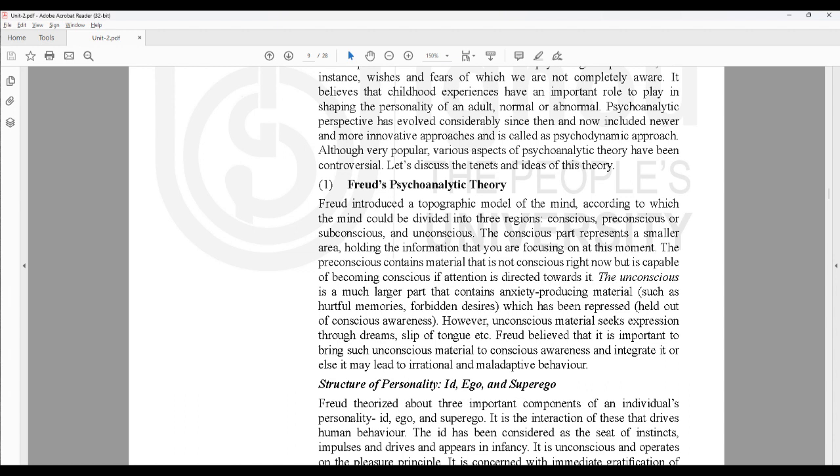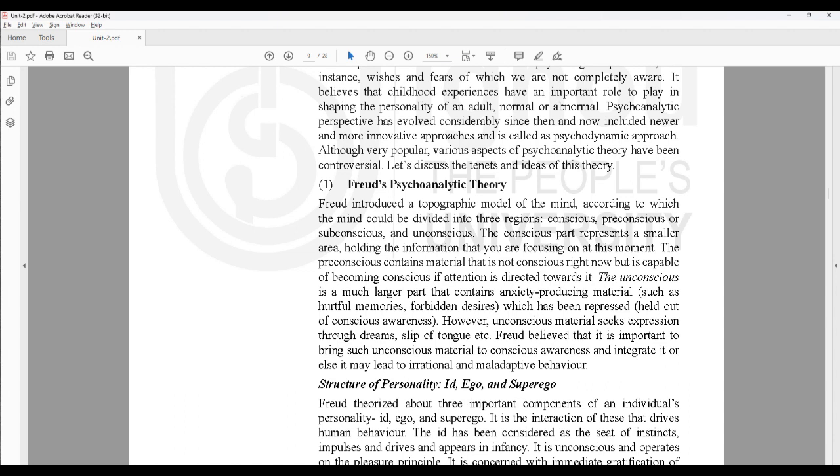The preconscious contains material that is not conscious right now but is capable of becoming conscious if attention is directed towards it. The unconscious is a much larger part that contains anxiety-producing material, such as hurtful memories and forbidden desires, which has been repressed, held out of conscious awareness. However, unconscious material seeks expression through dreams, slips of the tongue, etc. Freud believed that it is important to bring such unconscious material to conscious awareness and integrate it, or else it may lead to irrational and maladaptive behavior.